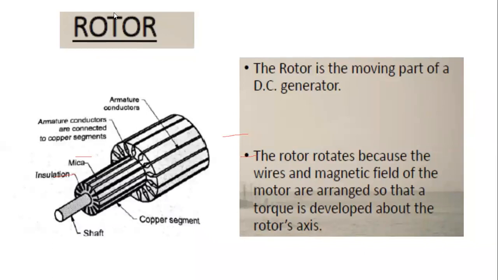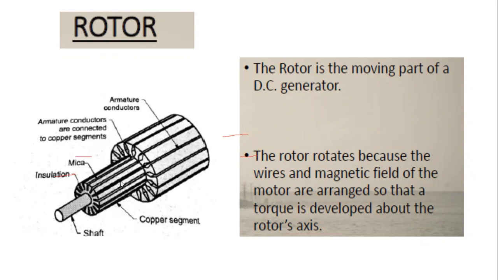Next, coming to the rotor. The rotor is the rotating part of a machine. The rotor rotates because the wires and the magnetic fields of the motors are arranged so that torque is produced. This is the shaft and this is the commutator.